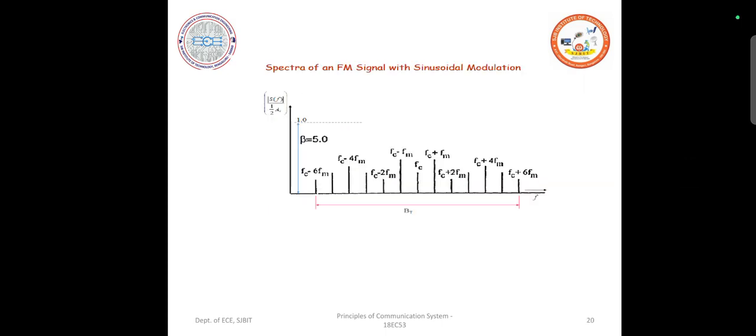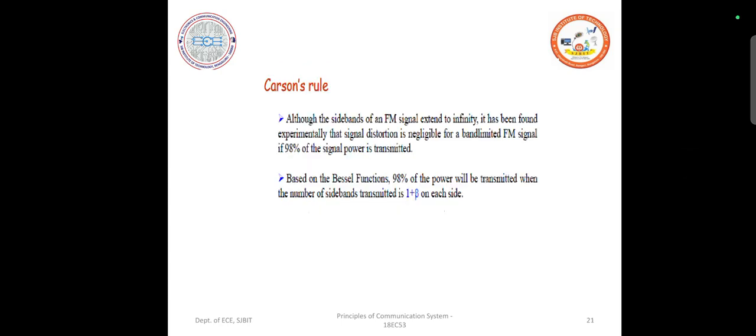So this is how the spectrum will look. We have restricted ourselves to only beta equal to 5, wherein I've got this many frequency components. As and when beta increases, you can also expect the frequency components to increase. So as per Carson's rule, this rule is basically used to define the bandwidth of an FM signal.